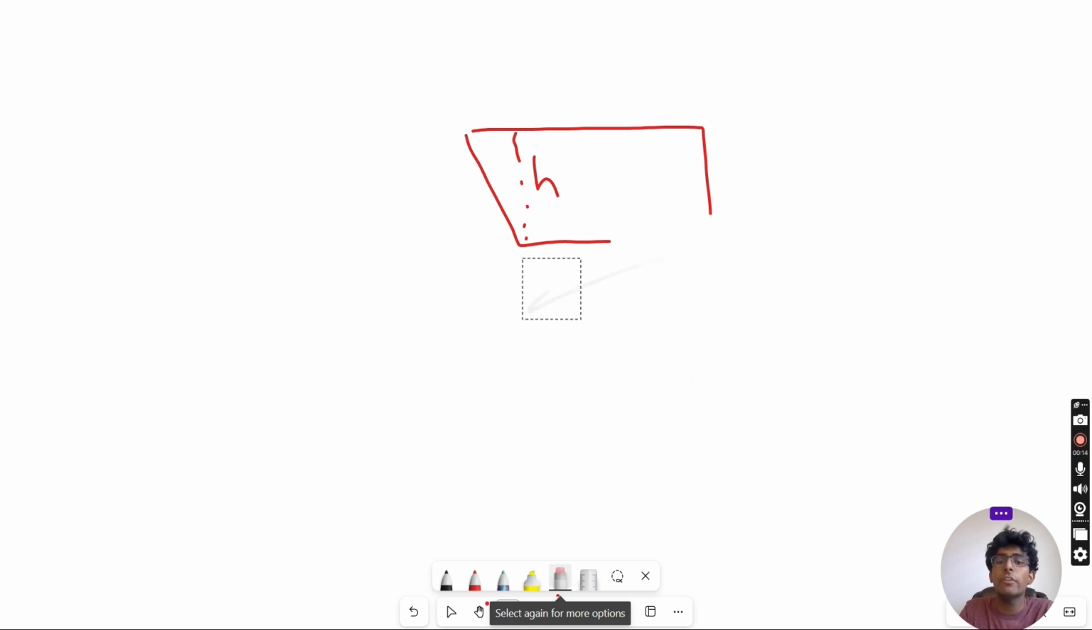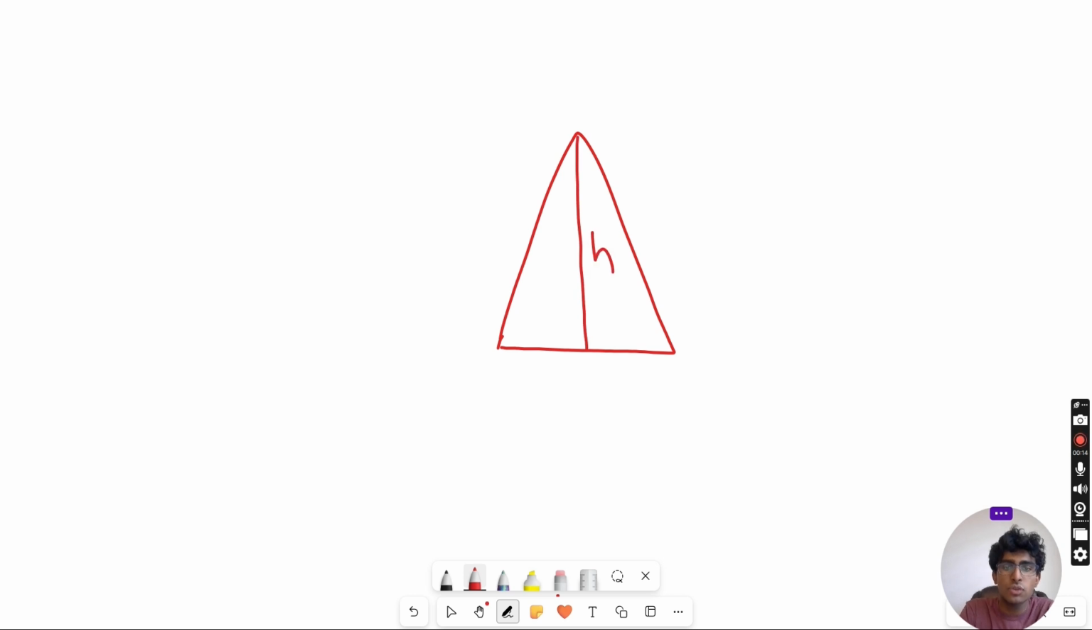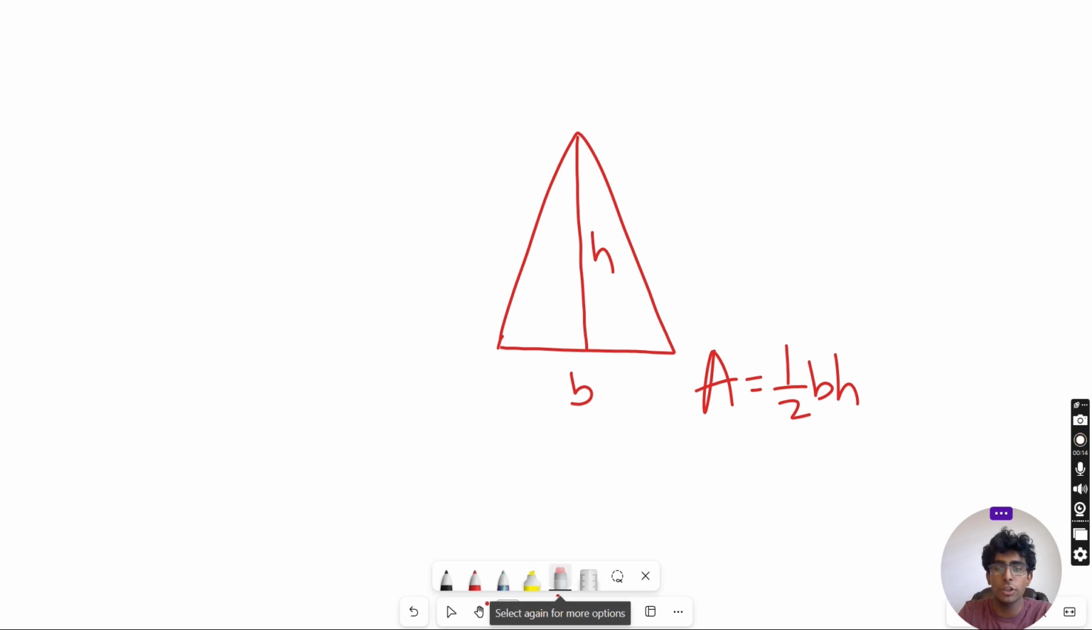Then we have area of a triangle, which, let's say we have a triangle like this. We have a height that is the straight line height from top to bottom, and then the base. So in this case, our area would actually be half base times height, because two triangles would make up a rectangle. So half BH plus half BH would give you the BH for a rectangle, so half BH would be the area for a triangle.